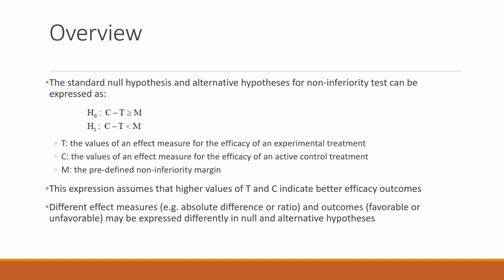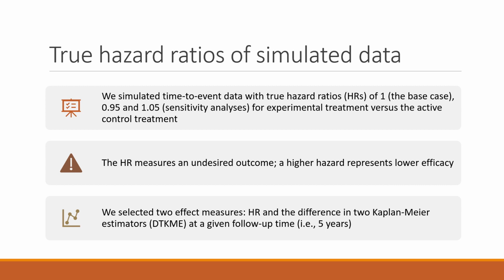Different effect measures, such as absolute difference or ratio, and outcomes, favorable or unfavorable, may be expressed differently in null and alternative hypotheses. We simulated time-to-event data with true hazard ratio of 1, the base case, and 0.95 and 1.05 in sensitivity analyses for experimental treatment versus the active control treatment. The hazard ratio measures an undesired outcome.